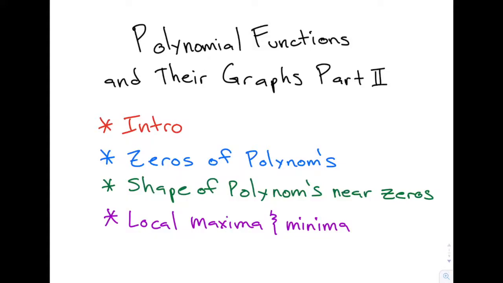In this video, we'll continue our discussion on polynomial functions and their graphs. So we'll begin first with a quick review of what a polynomial function is. We'll go through end behavior just to review that, because ultimately building up to being able to look at a single polynomial function and graph it just on our knowledge and understanding of the function. Then we'll talk about zeros of polynomials, the shape of polynomials near zeros, and local maxima and minima.